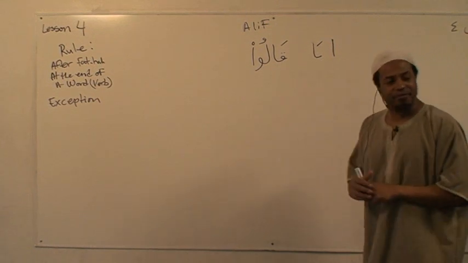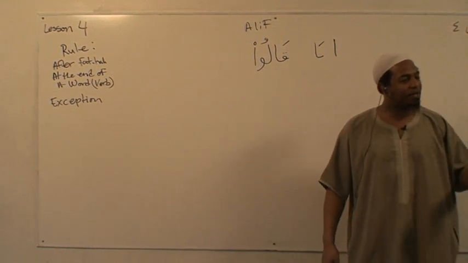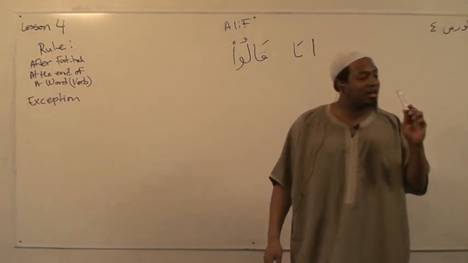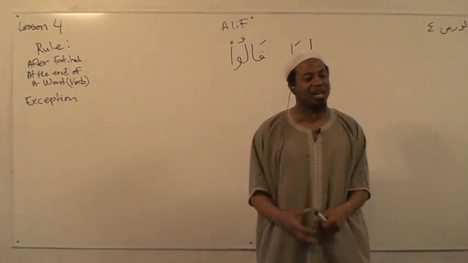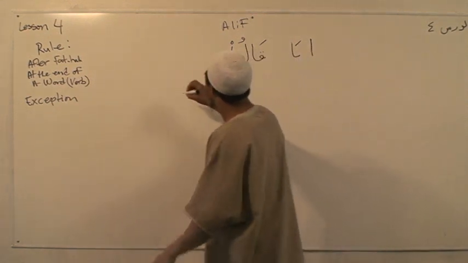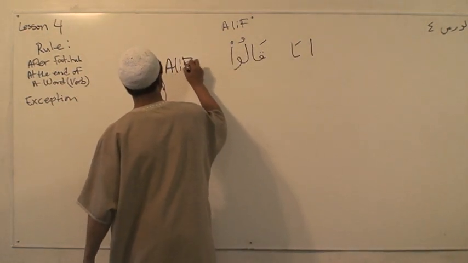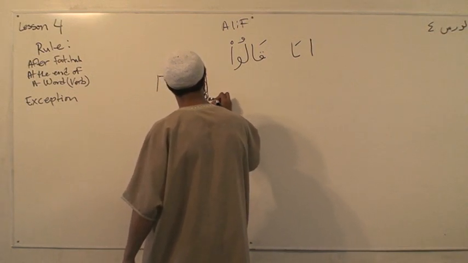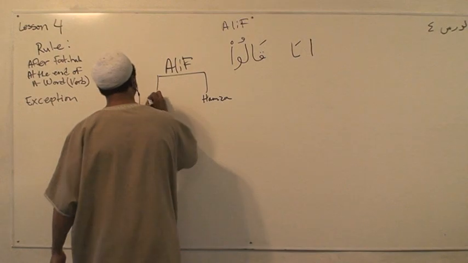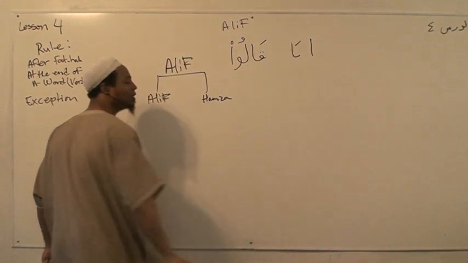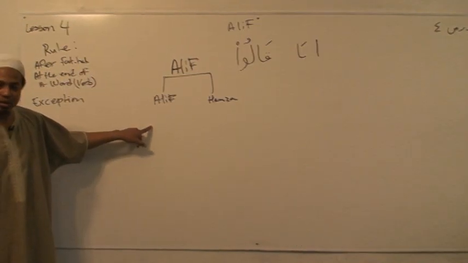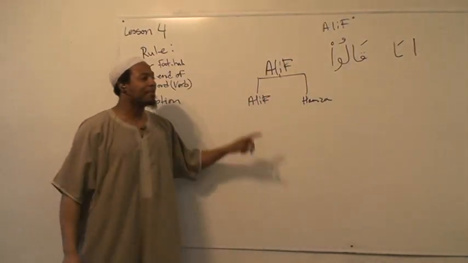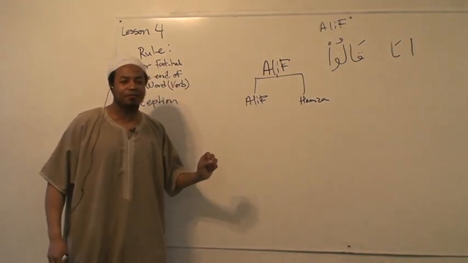That is alif. Now, along with alif comes another letter. It's another letter, but it's attached to alif. For example, when I say alif, I mean two things. I mean hamza, say hamza, and I mean alif. You understand that? When I say alif, what do I mean? I mean hamza and I mean alif.